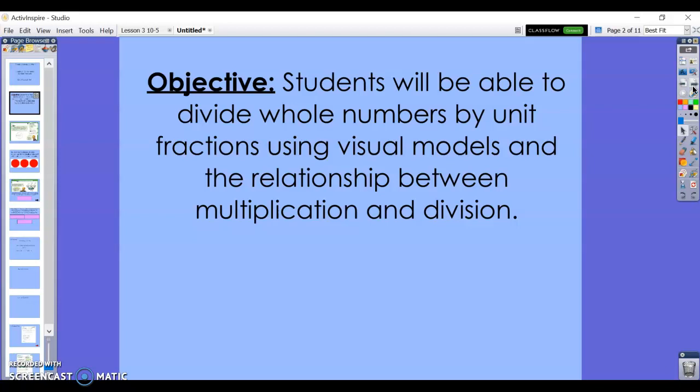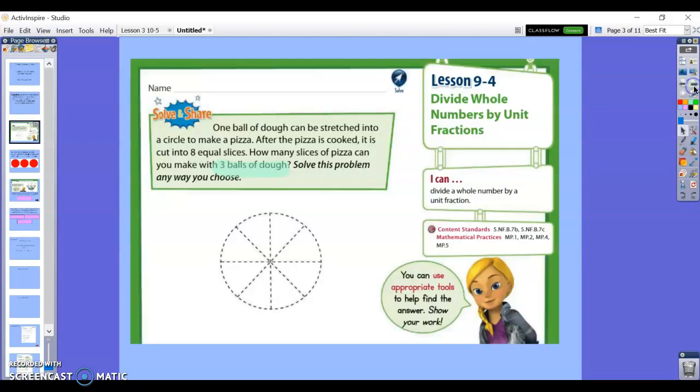So the first thing we're going to do is look at a solve and share. One ball of dough can be stretched into a circle to make a pizza. After the pizza is cooked, it is cut into 8 equal slices. How many slices of pizza can you make with 3 balls of dough? Solve this problem any way you choose.